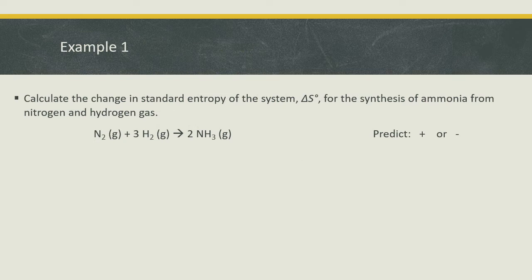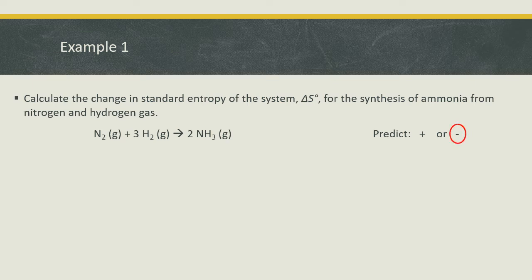So let's see an example. Calculate the change in standard entropy of the system for the synthesis of ammonia from nitrogen and hydrogen gas. So we can see we have nitrogen plus hydrogen forming ammonia. So let's look at this first. Let's predict if it might be negative or positive. So we've got 1 mole of nitrogen, 3 moles of hydrogen. That gives us a total of 4 moles of gas on the left. And then we only have 2 moles of gas on the right. So we're putting those particles together, creating more bonds, reducing the number of total particles. So we have fewer arrangements. So it should be a prediction of negative.